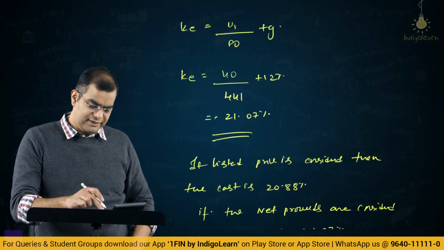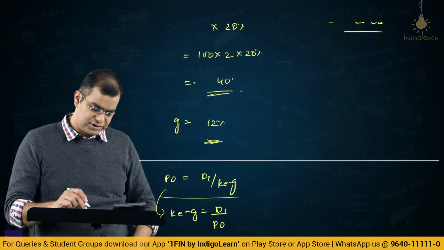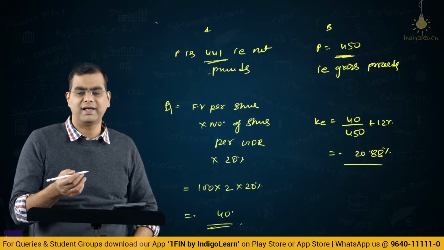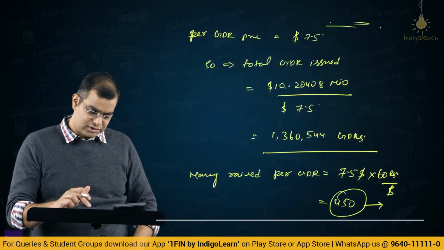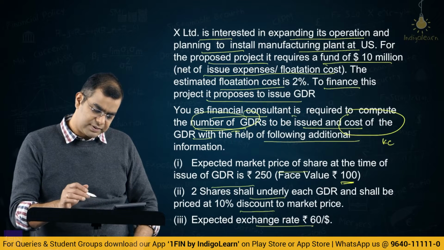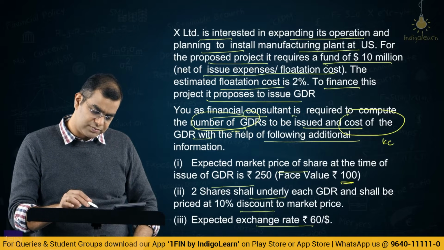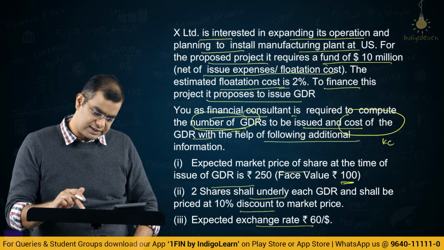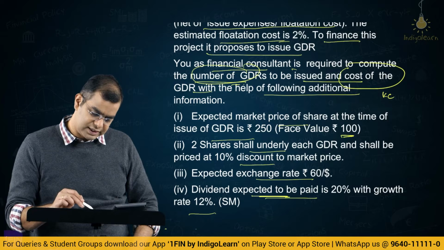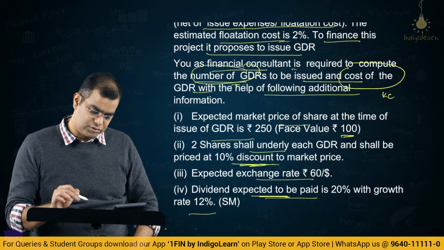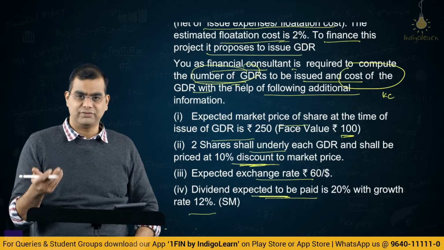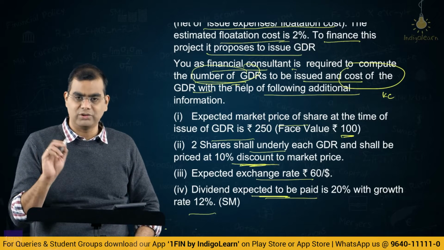If you look at the material, they have gone by this method, which is net proceeds. But one reason why I think this is not valid is if you look at the question also, right? What did they say in the question? X Limited is interested in expanding. For this, they proposed this much. The estimated flotation cost is this much. To finance it, this is so much. We are required to compute the number of GDRs, with the market price of shares, and they shall be priced at a 10% discount to the market price. So basically if they are listed, they will be only at a 10% discount.